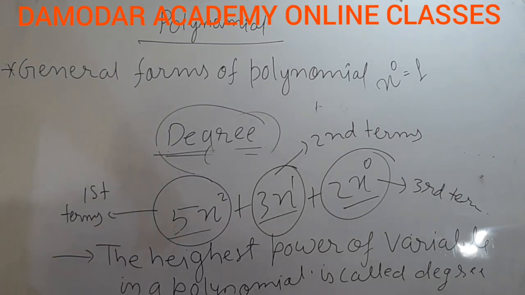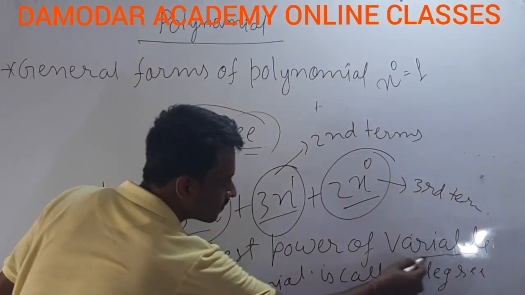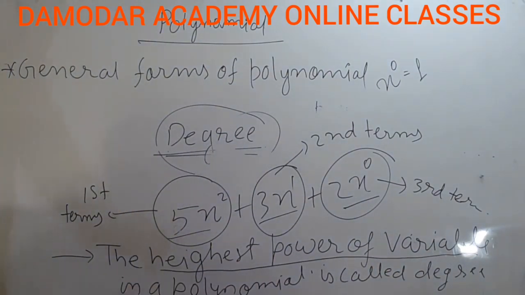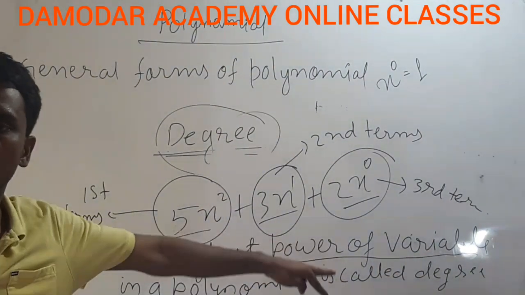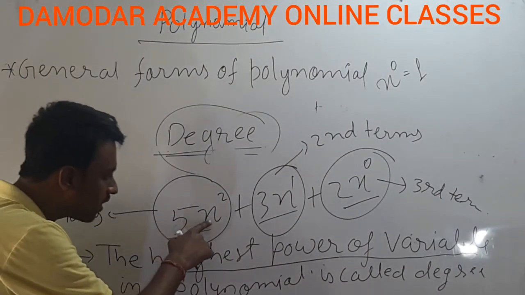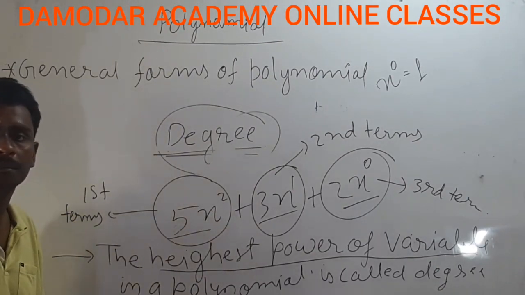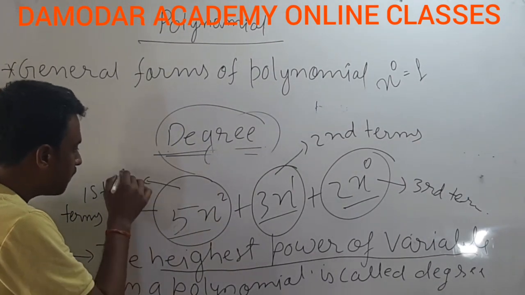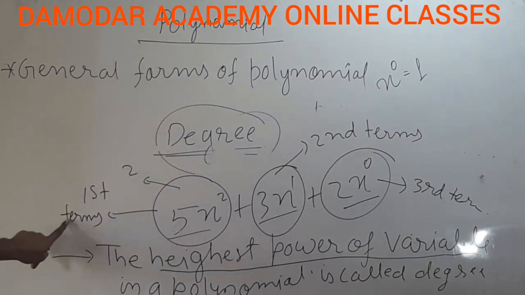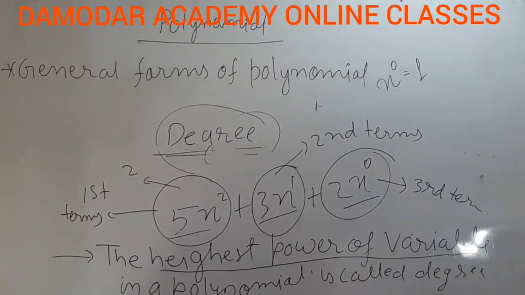Okay? And what is the degree? Degree is nothing but the highest power of the variable. This is the first term. And what is the variable? X is the variable. And what is the power of the variable? 2. Means for the first term, 2 is the power of the variable.